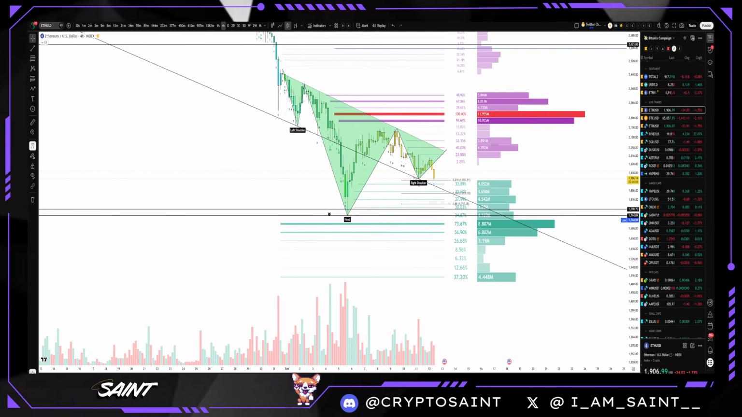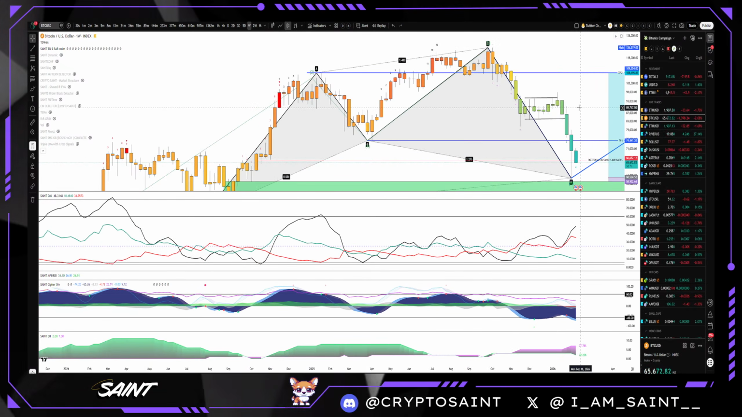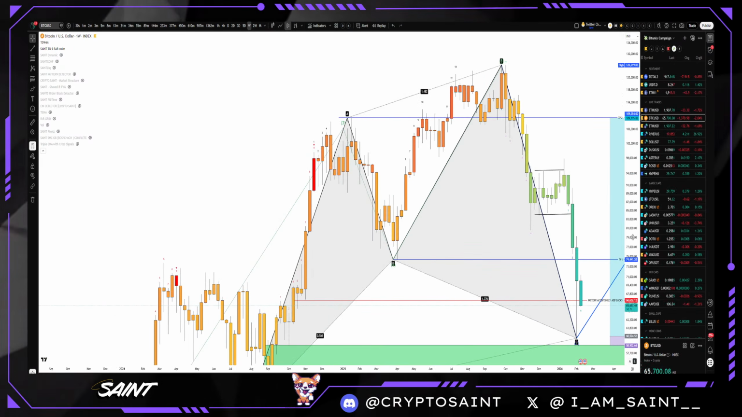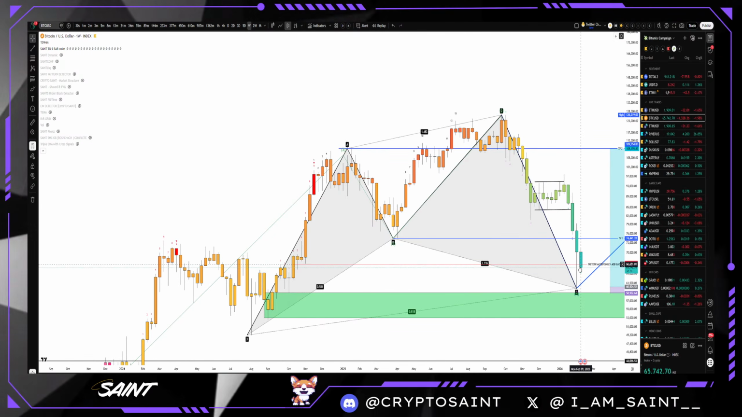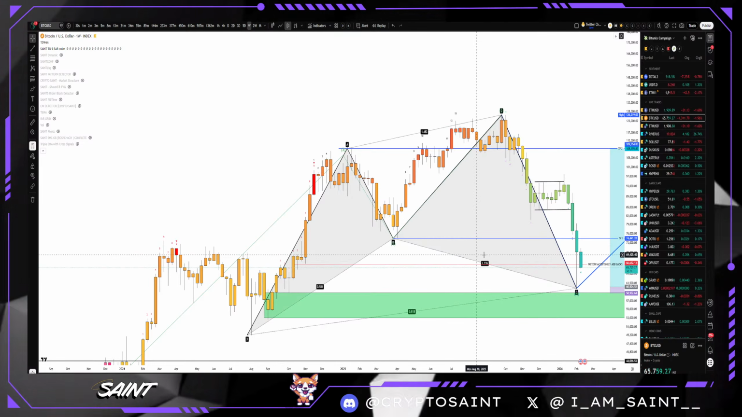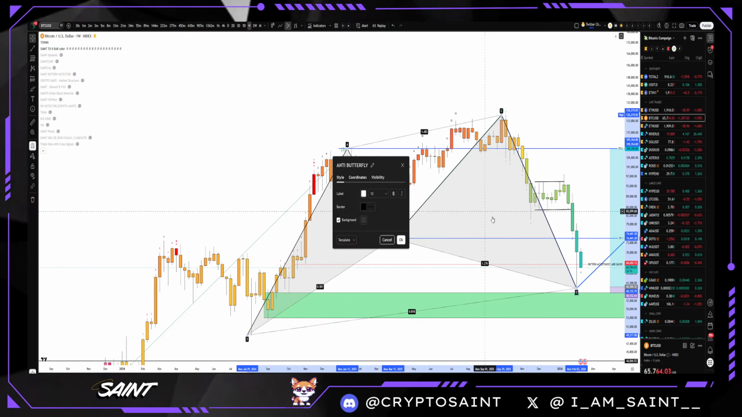BTC longs. I really want to see BTC kind of hold this area, hold this pattern. I want to see that it can maintain this level. This is viewed from a weekly perspective, so I want to see it kind of hold these zones to give this setup some life. This is an anti-butterfly.